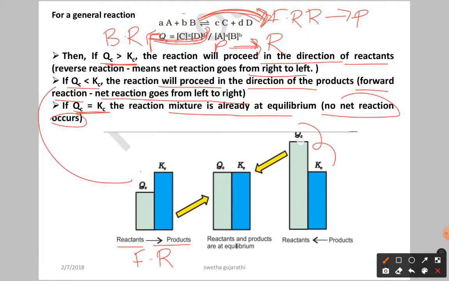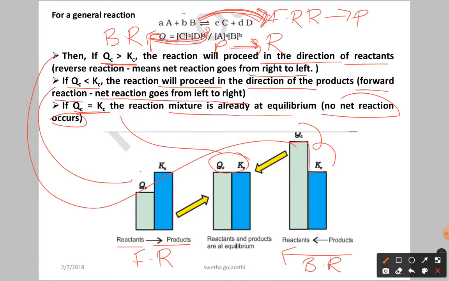Now Qc, you can see the graph. Qc's value is more than that of Kc, which is the first condition. Here the products are converted into reactant, which is the backward reaction. Now the third condition: Qc equal to Kc, meaning the reactants and products are at equilibrium.